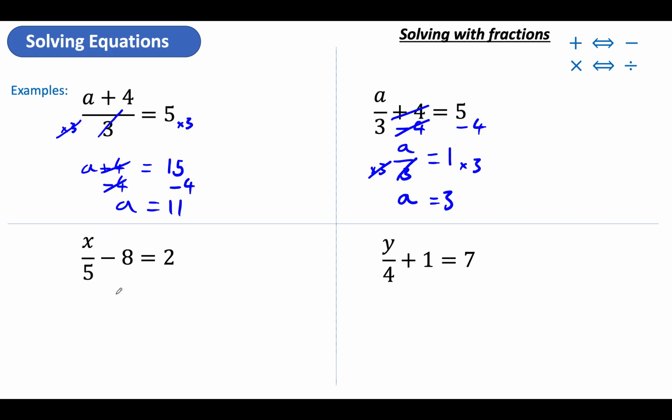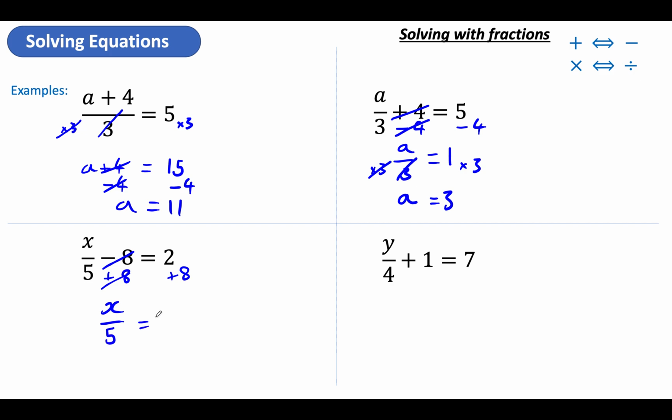Okay, let's have a look at this. So what have we got here? Oh, right, this one. This is the second type, isn't it? Where not everything is over a denominator. So I need to remove a number first. I'm going to remove this minus 8, and I'm going to do it by adding 8 to both sides of my equation. Okay, so 8 take away 8 leaves nothing. So this fraction is left all on its own.